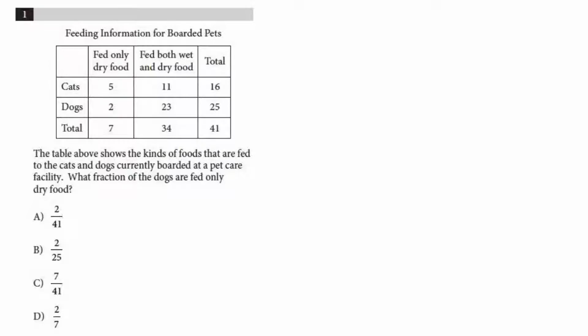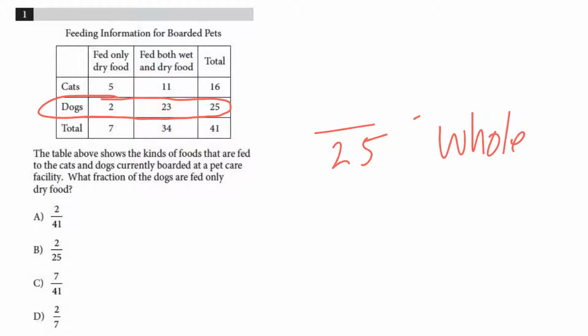Okay, well, we are only focused on dogs. There are a total of 25 dogs. That's the whole. And we want to know the part. Well, the part is a fraction fed only dry food. So we're looking for how many dogs are fed dry food. Well, only dry food is 2, so it would be 2 out of 25.